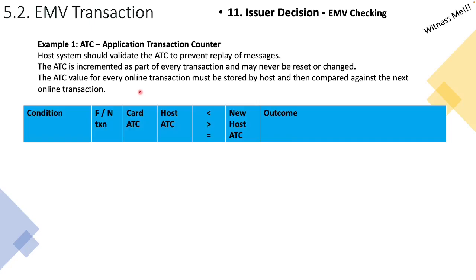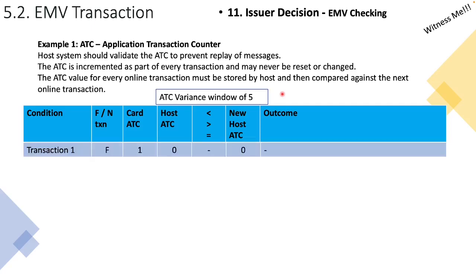So let's do a simple example here. We've got a card that was issued, and let's just say it's got an ATC variance window of 5. So what we're saying is the card is allowed a maximum of 5 consecutive offline transactions. So, brand new card, transaction 1. Let's assume F stands for offline, N stands for online, and that transaction 1, the very first transaction ever performed by the card, was an offline transaction.